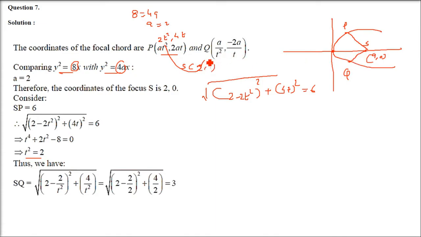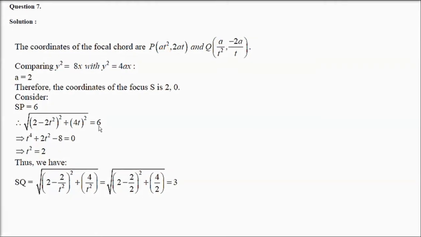What is SQ? 2 minus a by t whole square, that is 2 minus 2 by t whole square. And then 0 minus of minus, that is plus 2a by t, so minus 2 into 2, minus 4 by t whole square. So this is 2 minus 2 by t square and 4 by t whole square. Now as I said, t square is 2 only. Just put t square as 2, and 3 will come. SQ will be 3.